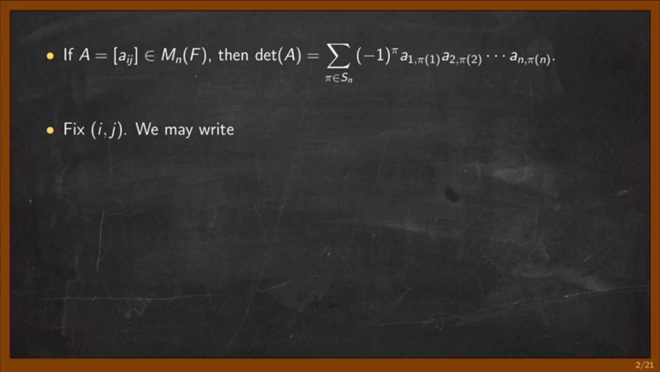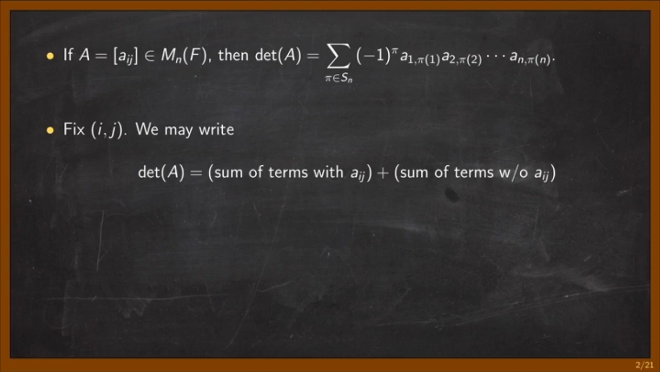If we fix a coordinate ij, notice that we may separate the determinant of A, or I mean this sum, into two parts. We can separate it as a sum of two terms, where the first term is the sum of terms that have aij as a factor. The other sum is the sum of all terms without aij as a factor. So you can think of the terms here to be those that include aij when you select from the first row to the last row.